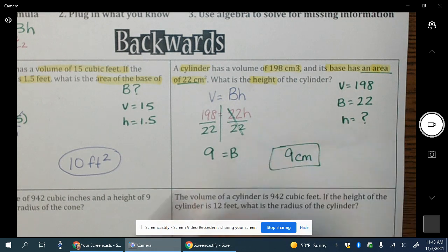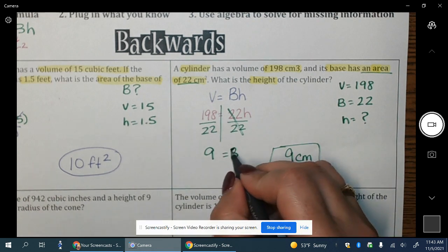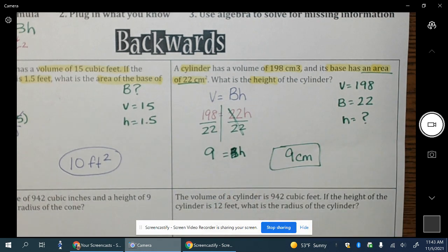Wouldn't it be 9 equals H, or is it actually 9? Oh, yep, it should have been H. Sorry, that was my bad, and this is not an erasable pen. Good catch, Gemma. The height is 9.